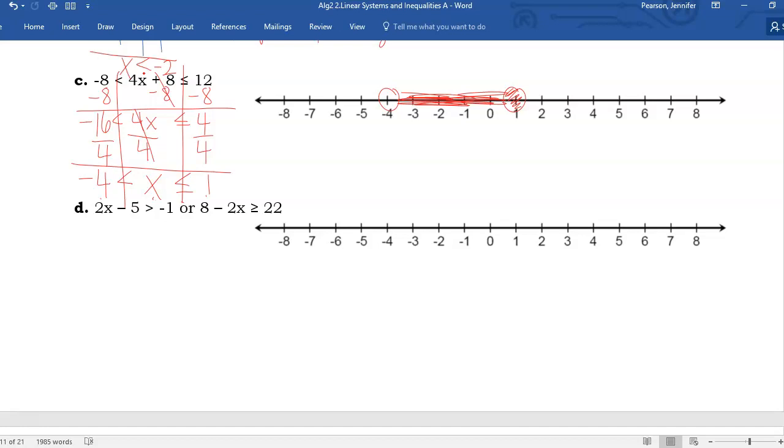And it looks like letter D, we have 2 inequalities that we're going to have to solve. Because of that or in there, I'm going to have to do both. So I'm going to do just this one, and then we'll do the other one next. So add 5 to both sides. 2x greater than 4. 5 and -1 is 4. Divide by 2. Divide by 2. x is greater than 2.